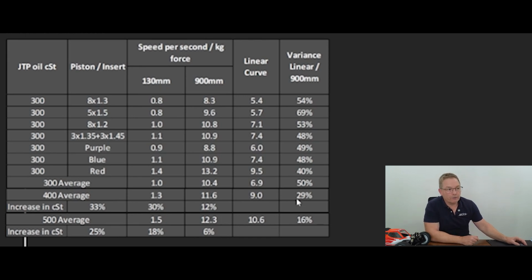And here you see we've gone from 50 to 29. So we've halved our sort of progressive curve and we're heading towards linear. And here we've virtually halved it yet again. So we're now even more towards that linear curve.